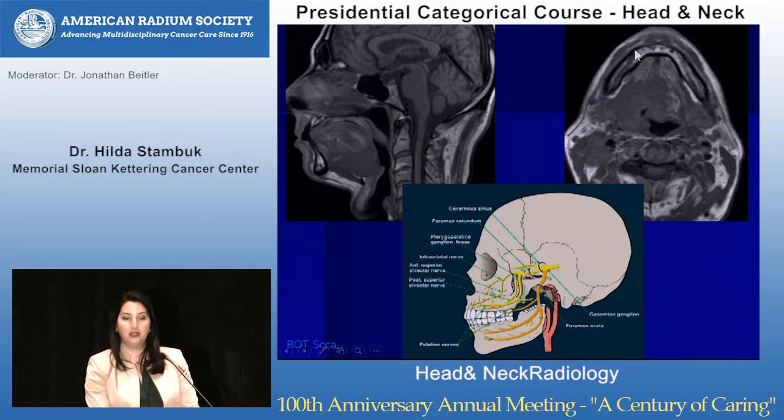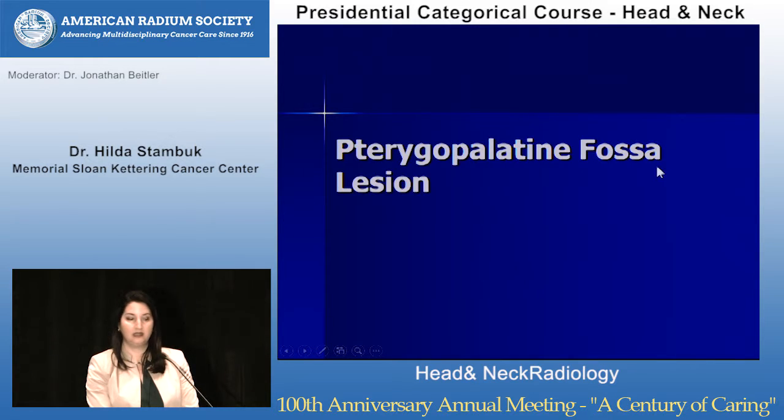And how do I know that? Look at the pre-contrast T1 MRI, fatty marrow. Here's the normal inferior nerve. This nerve is too big, perineural spread of disease.